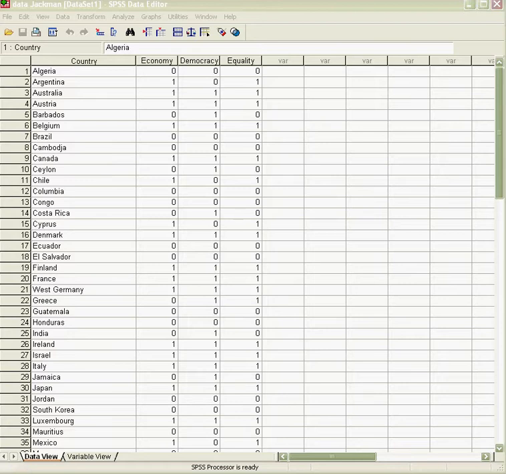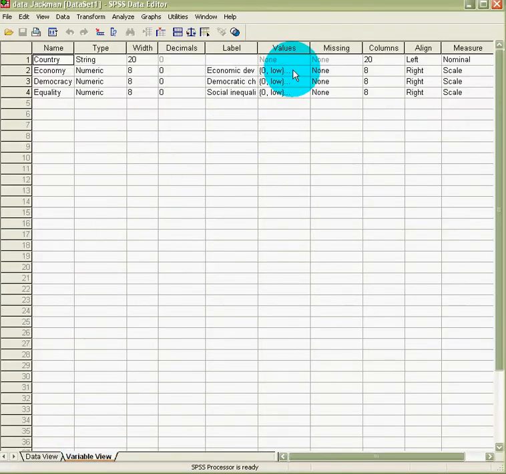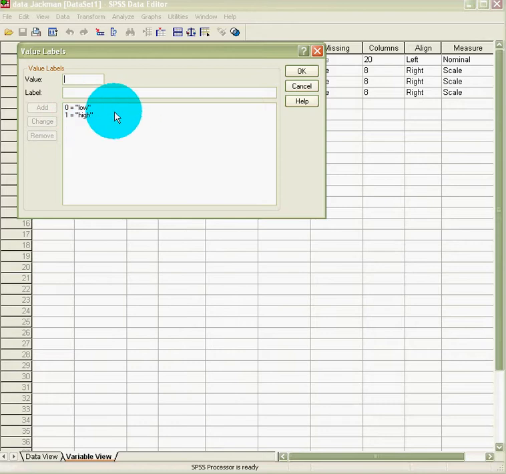I opened a file, Data Jackman, and it's referring to chapter 10 in Agresti, and we should identify certain relationships. In this data file, we see several countries in the 60s, beginning with Algeria, and you see economy, democracy, and equality. This is purely a categorical data file. You only see zeros and ones. The zeros and ones refer to 0 is low, 1 is high.